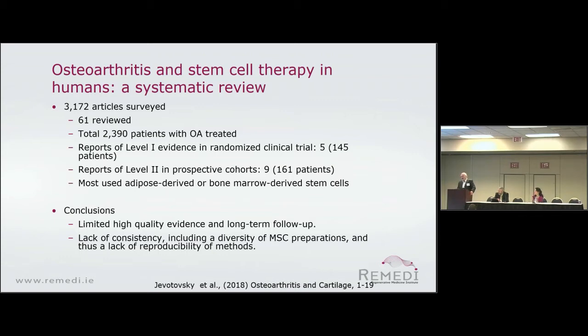And in this particular analysis of something like 2,400 patients which have been treated, only about 300 of those represent studies for which we can draw definitive conclusions. And that's, as I said, because of the limited high quality evidence and the lack of long-term follow-up, and the particular issue of the lack of consistency of MSC preparations and the lack of reproducibility of methods used to prepare the cell product. And this issue of consistency of the cell product, I think, comes up time and time again, and it has a strongly negative impact on the field, and it's something that we need to address very strongly.